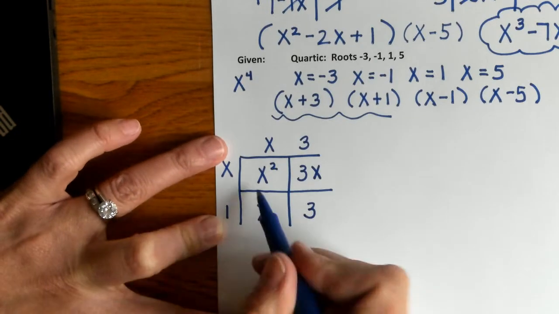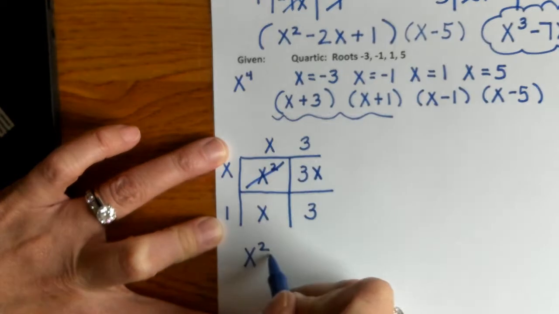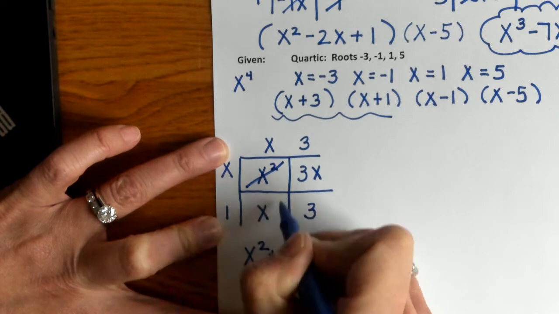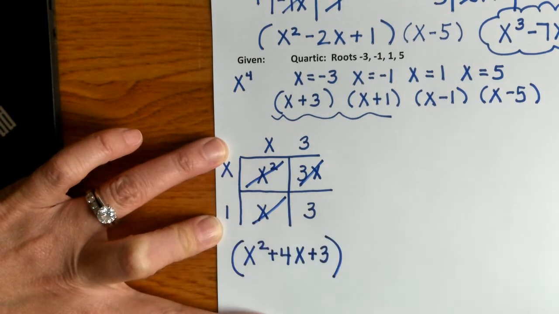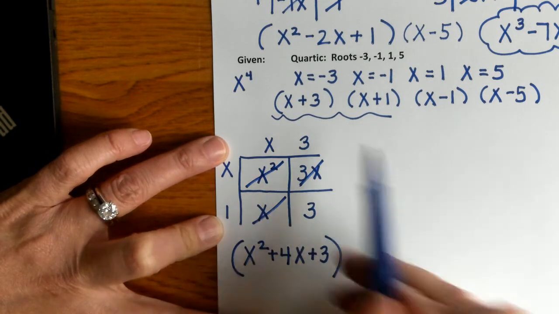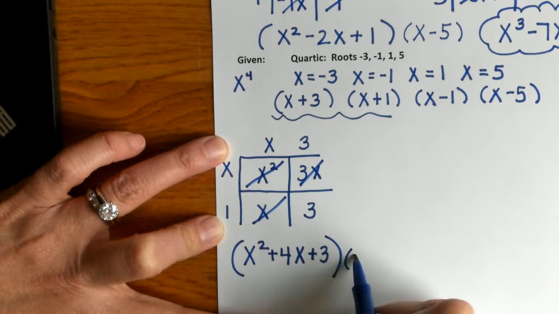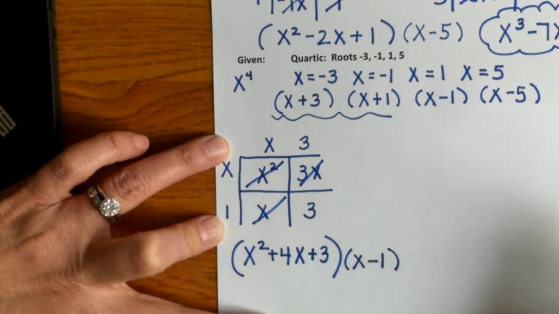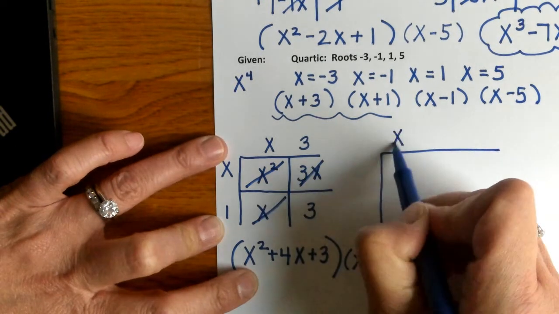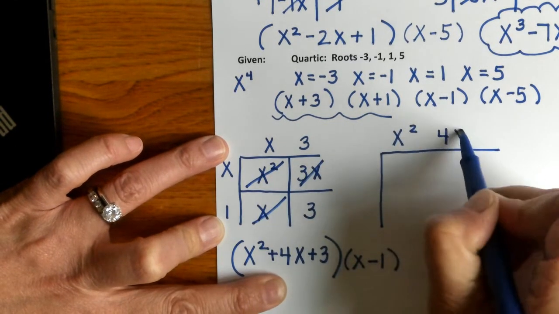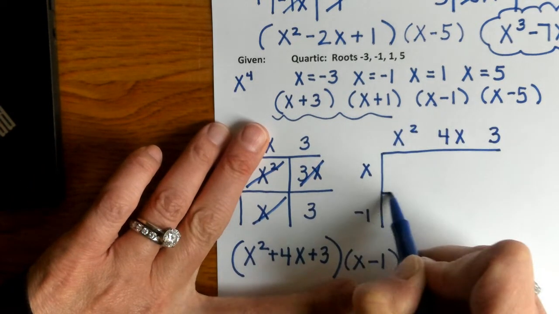Alright, what do we have? We have x squared, always start in the upper left. 1x, 3x is 4x. Cross them out, and I have a positive 3. So what I just created is a combination of these two together. So now I'm going to multiply by x minus 1. I'm going to make an array again. On top, I'm going to put x squared, 4x and 3, and on the side I'm going to put x and negative 1.